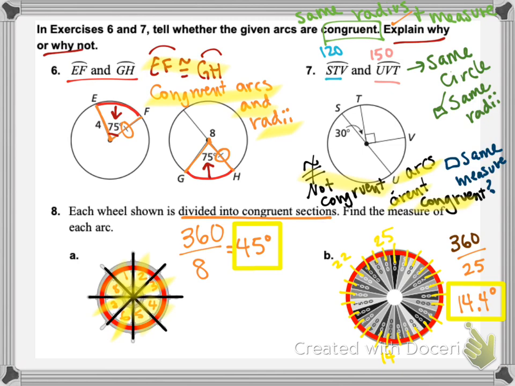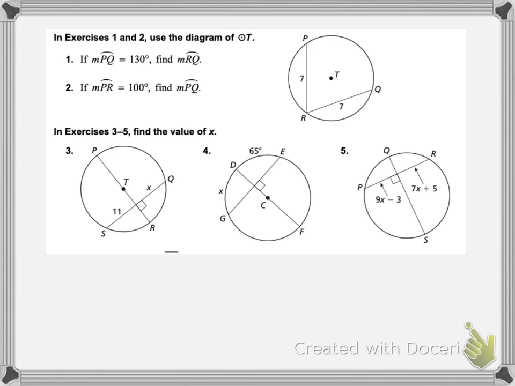Okay, so the last thing we're going to do is 10.3. This section will be similar to one that you had in your notes. We're using the diagram, and these are two separate problems, so nothing that we find in one carries over into two. It's all separate. So that being said, if the measure of arc PQ is 130 degrees, find the measure of arc RQ. RQ, I'm going to call it X.